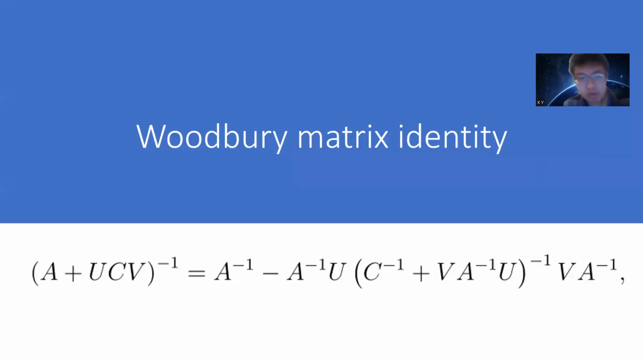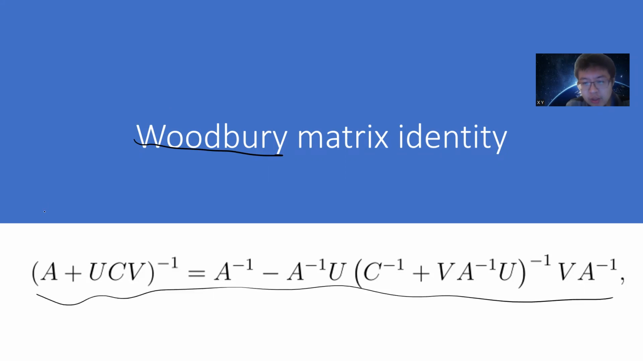Hey, what's up, guys? So let's call this the Woodbury matrix identity. I think Woodbury is the name of a mathematician, and this will show up in some statistics, especially in the multivariate Gaussian conditional probability.